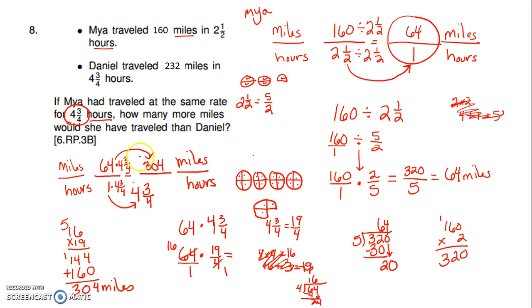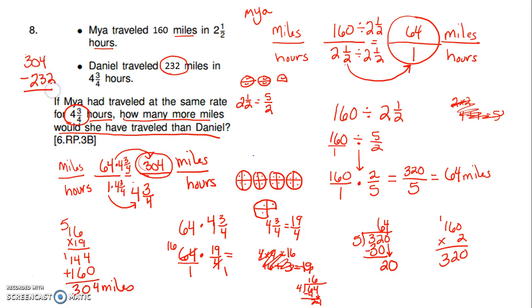So that's how far Maya goes in 4 3/4 hours. How many more miles would she travel than Daniel? Daniel can travel 232 in 4 3/4 hours. Maya can travel 304 in 4 3/4 hours. And what you need to do at that point is just subtract those numbers to figure out how many more miles Maya can go. So 304 minus 232.